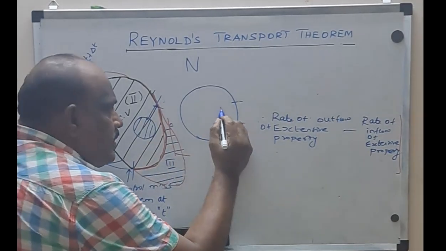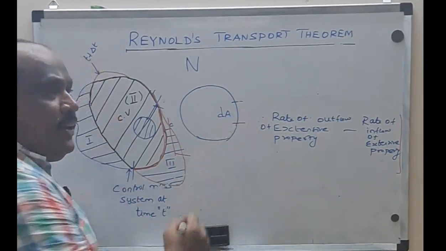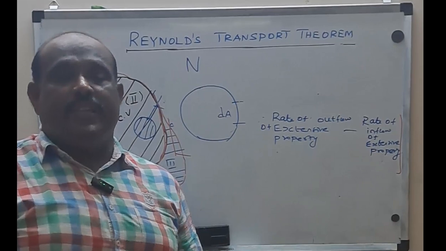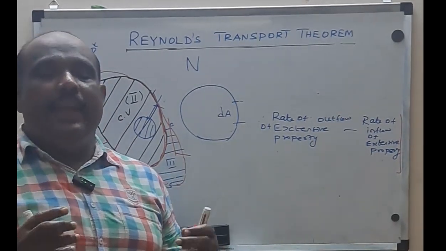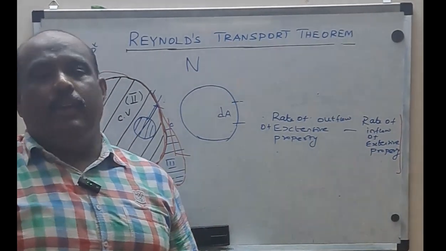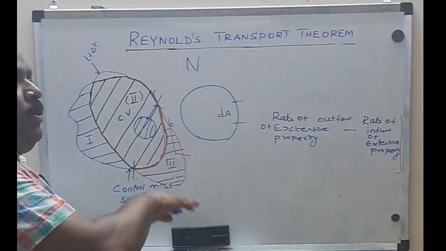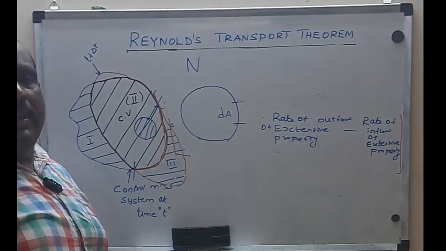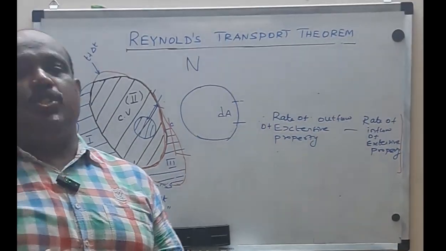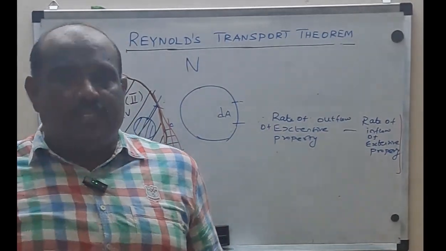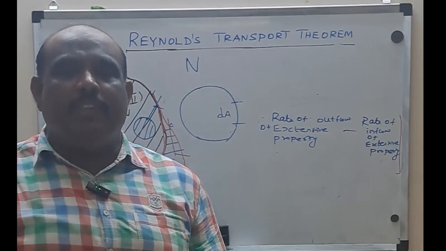Okay, then let this area be dA. Why did I put dA? It's not the entire control surface area. It is only the elemental control surface area, through which some essential property will be coming. It's coming means it has some velocity. Without velocity it can't move, so it's coming with a velocity.